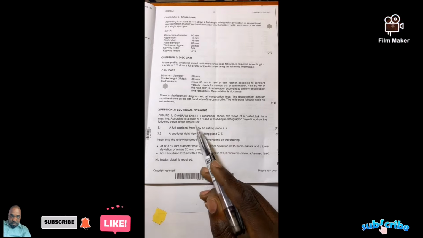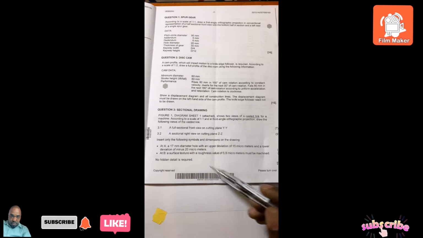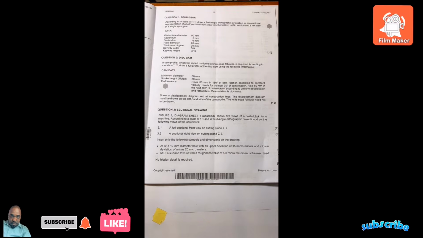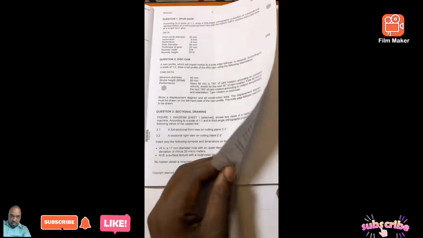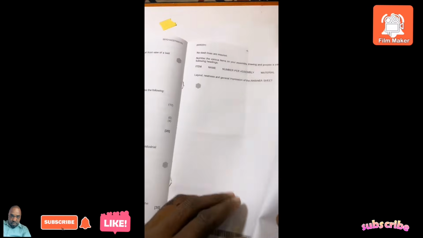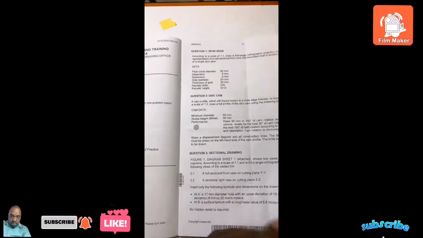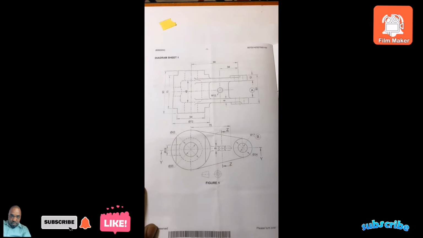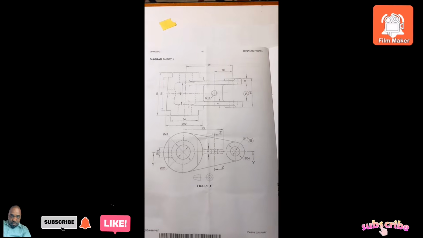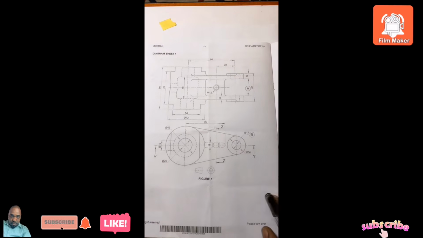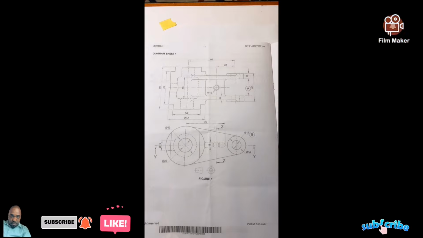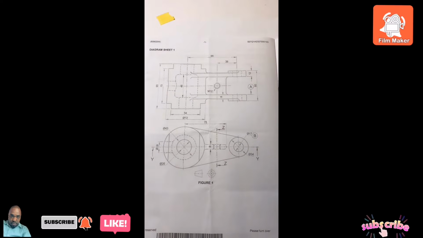Using a scale 1:1, draw a sectional right view on the cutting plane ZZ. Insert only the following symbol and dimension on the drawing. You understand? So let's go to the diagram sheet 1, figure 1. So these views are given in what? In first angle orthographic projection.